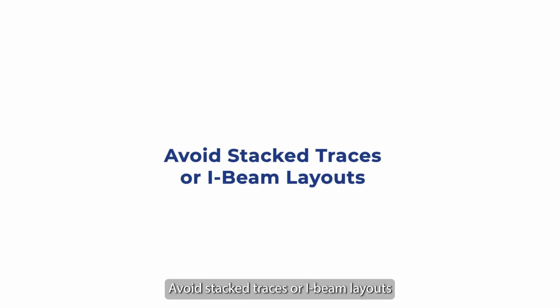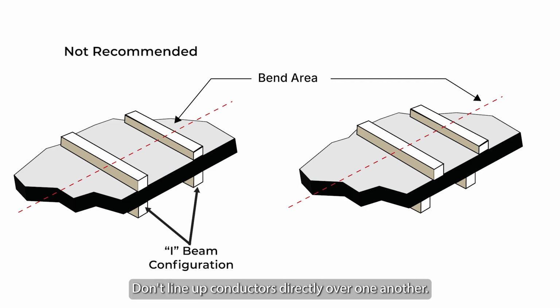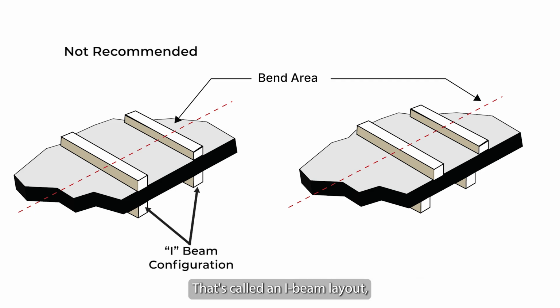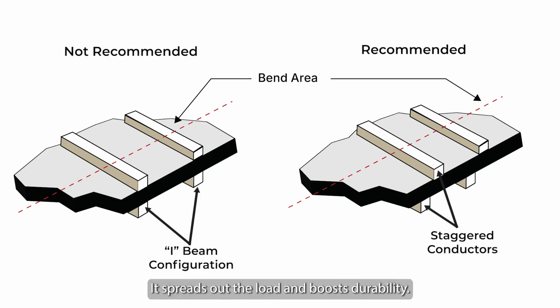Speaking of stress, let's look at a common mistake that puts circuits at risk: avoid stacked traces or I-beam layouts. In double-sided designs, don't line up conductors directly over one another. That's called an I-beam layout, and it focuses strain right through the middle. Instead, stagger the traces. It spreads out the load and boosts durability.